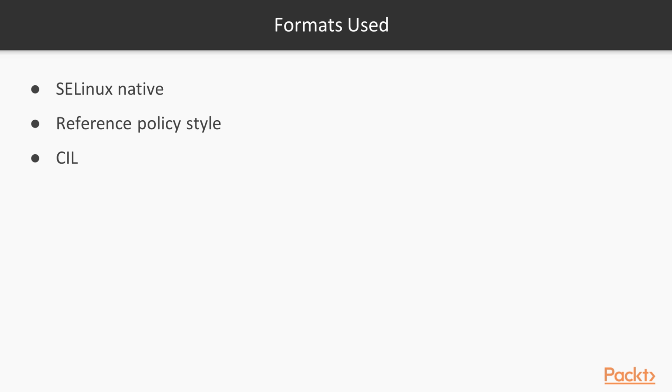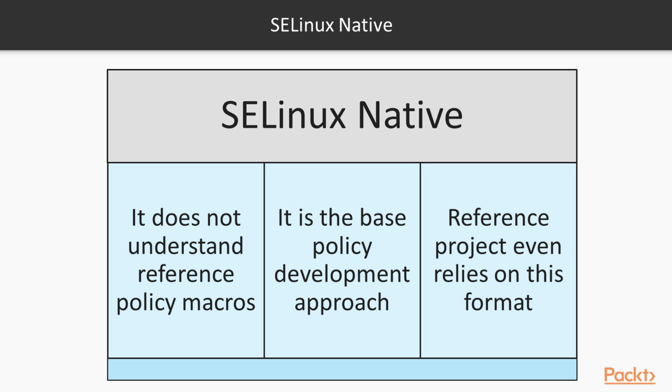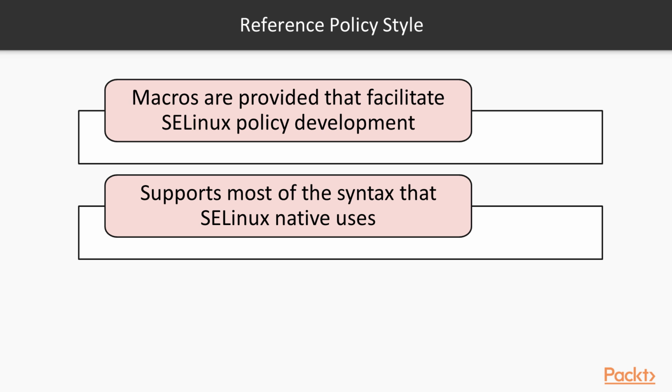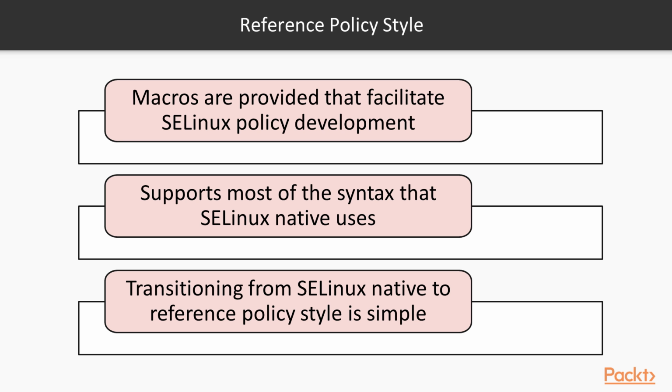There are several formats in which SELinux policy modules can be written, which are listed here. The first format we call SELinux Native. It doesn't understand reference policy macros, but is the base policy development approach that's still in use. The reference project even relies on this format to build its own set of rules. The second format we call reference policy style. Here, macros are provided that facilitate SELinux policy development, while still supporting most of the syntax that SELinux Native uses. Transitioning from SELinux Native to reference policy style is therefore quite simple.